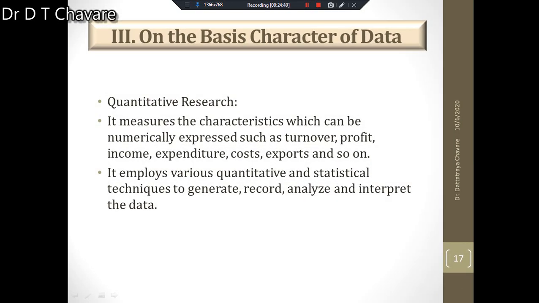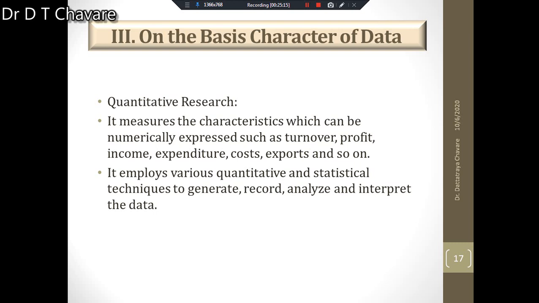And the second type is quantitative research. Quantitative research measures the characteristics which can be numerically expressed. Don't forget, quantitative expression you will find there. It means that which can be numerically expressed, such as turnover, profit, income, expenditure, cost, exports, and so on. It employs various quantitative and statistical techniques.